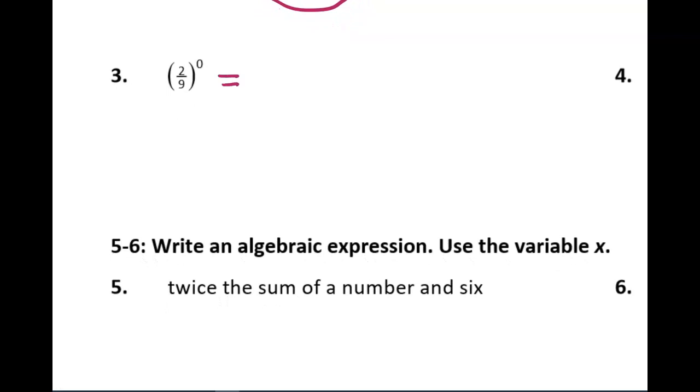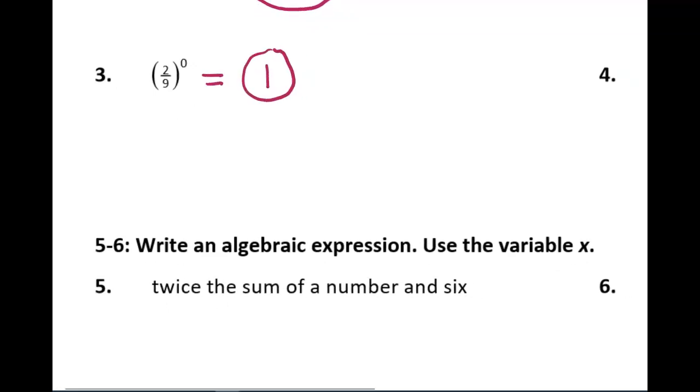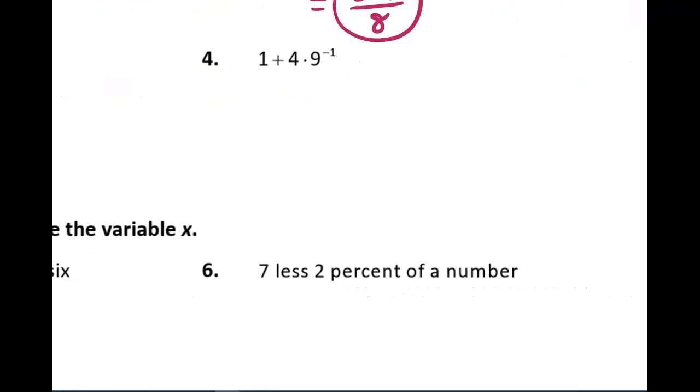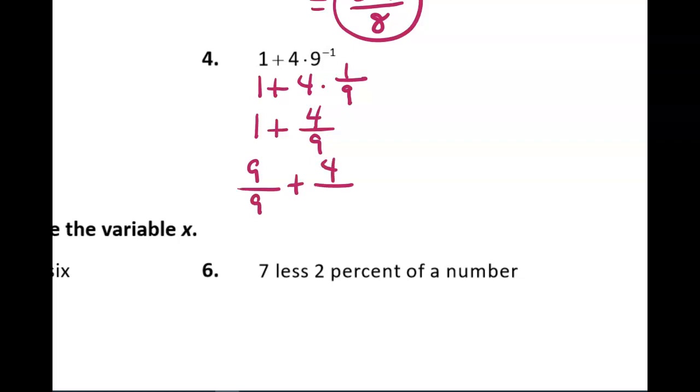Any number raised to the 0 power is 1. In number 4, we have to follow order of operations, which means exponents need to happen first. So 9 to the negative 1 is 1 over 9 to the 1 power, or 1/9. And then 4 times 1/9 is 4/9. So now we need common denominator. So 9/9 plus 4/9 is 13/9. Final answer. Improper fractions are good. Don't feel the need to change it to a mixed number.